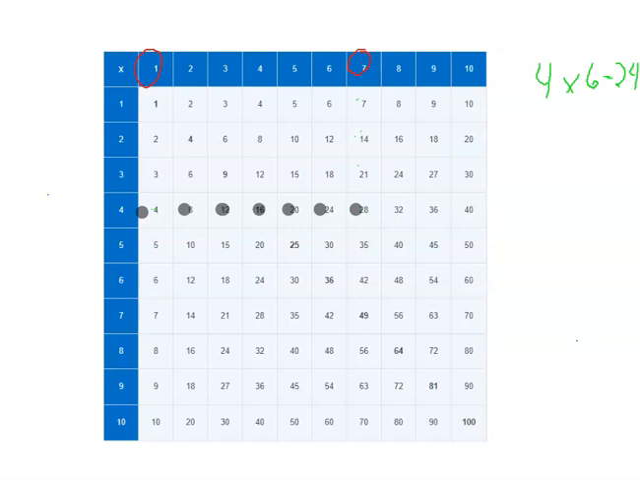I have 49 total items I want to separate. And I want to separate those 49 items into 7 groups. So how many would be in each group? So I could just go back up. 1, 2, 3, 4, 5, 6, 7. Oh, 7. So 49 divided by 7 is 7. 7 groups of 7. 7 times 7. 1, 2, 3, 4, 5, 6, 7. There it is. There's our answer.